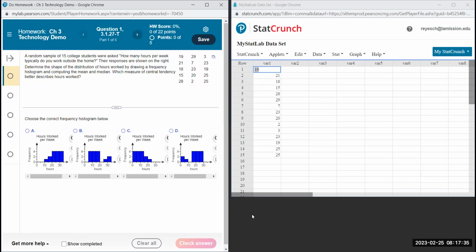A random sample of 15 college students were asked, how many hours per week typically do you work outside the home? Their responses are shown on the right. Determine the shape of the distribution of hours worked by drawing a frequency histogram and computing the mean and the median. Which measure of central tendency better describes the hours worked? So here we collect the data.